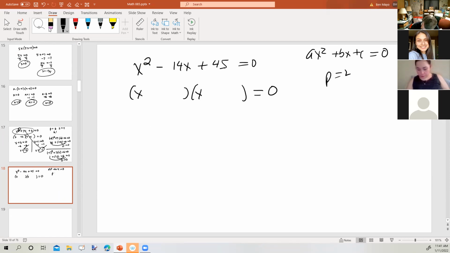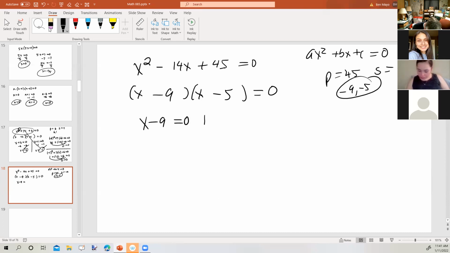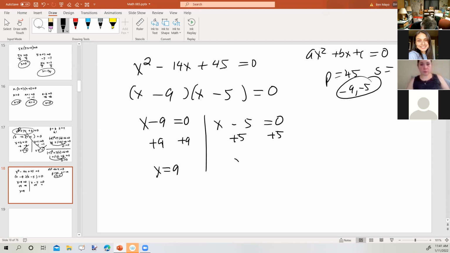Let's see, the product is 45 and the sum is negative 14. How about negative 9 and negative 5? So that's how we get that. Now it's in the form a times b equals 0. So x minus 9 equals 0. x minus 5 equals 0. If x minus 9 equals 0, adding 9 to both sides, x equals 9. If x minus 5 equals 0, adding 5 to both sides, x equals 5.